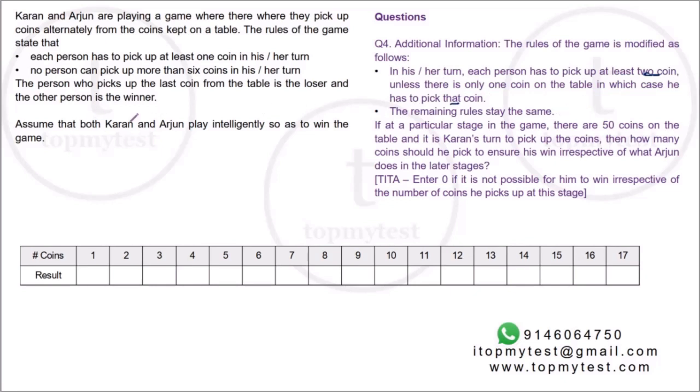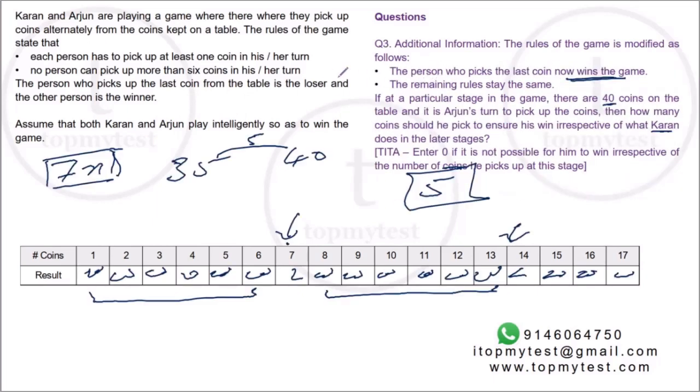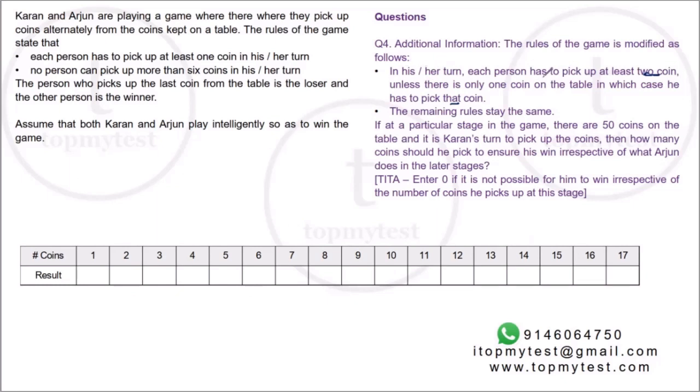Okay, so now again we are back to picking the last coin as the loser. It's only this rule which has changed. You cannot use the previous scenario again. It was only for question number 3. Now you can pick 1 or 2, but whether you pick 1 or 2, you have to pick at least 2 unless there is only 1 coin on the table.